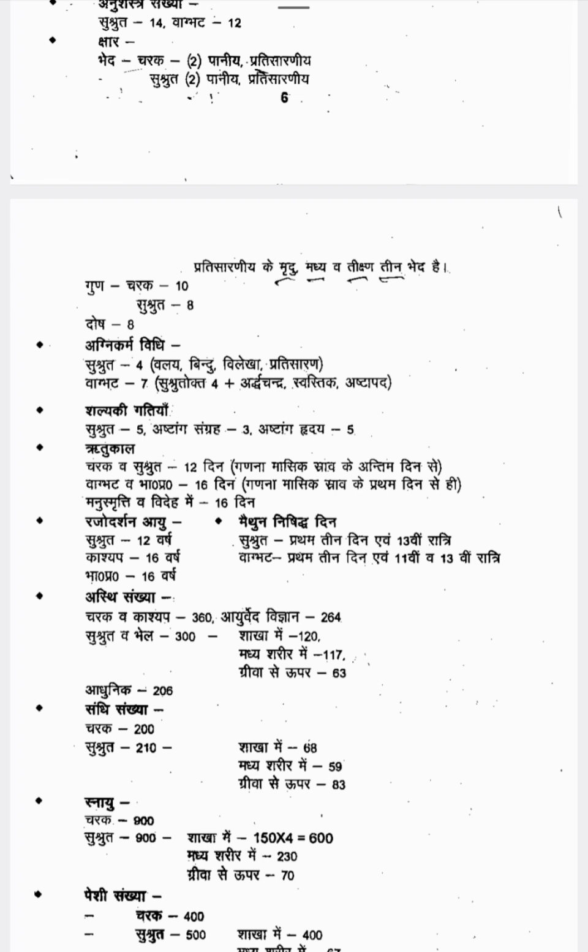According to Vagbhata, 7 are there. Sushruta's 4, and additionally Ardha Chandra, Swastika, Ashtapada. These are the other 3 shapes added by Vagbhata. This is also important. According to Sushruta, 4 Agni Karma Vidhi. According to Vagbhata, 7 Agni Karma Vidhi.